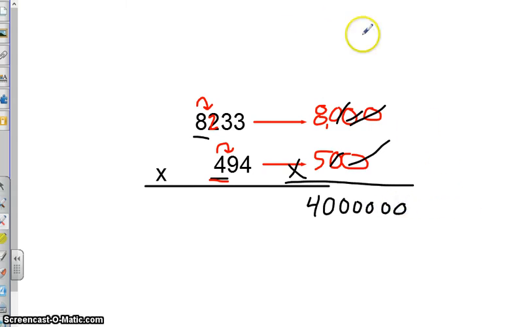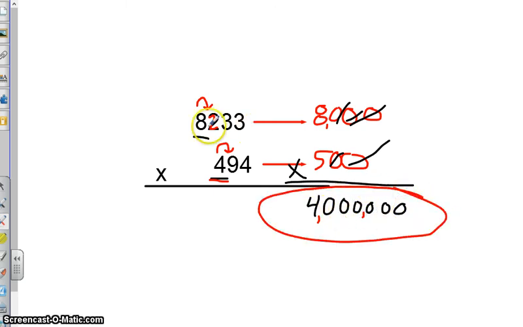Okay, let's think about how do we know where to put our commas? We always start on the right and we move over. 1, 2, 3. 1, 2, 3. Remember, there can never be more than 3 digits in each section because this is one period. This is another period, okay? So our answer is 4 million. So 8,233 times 494 is about 4 million.